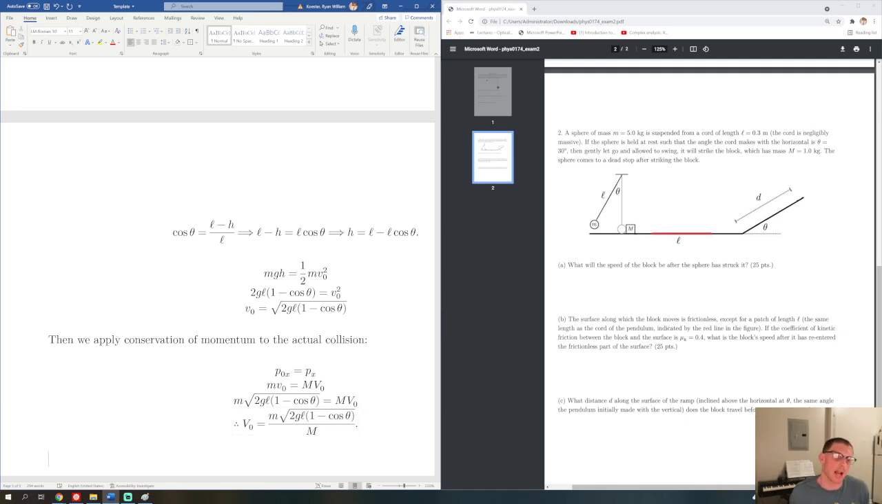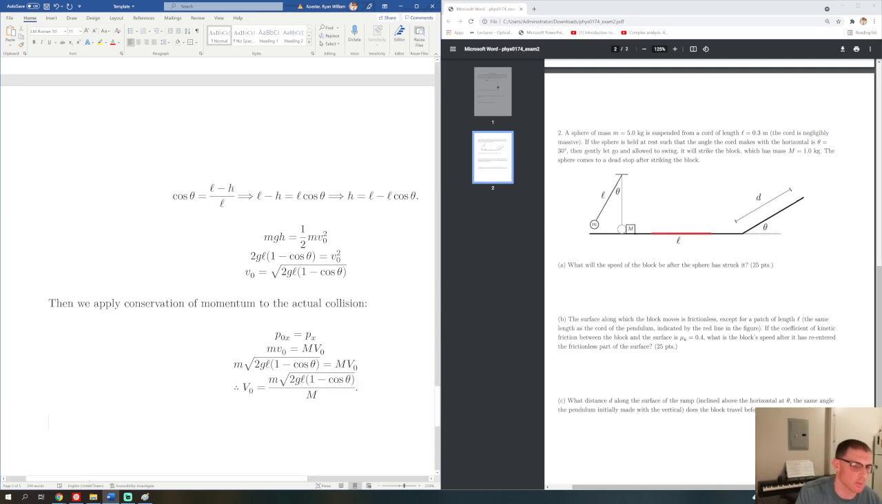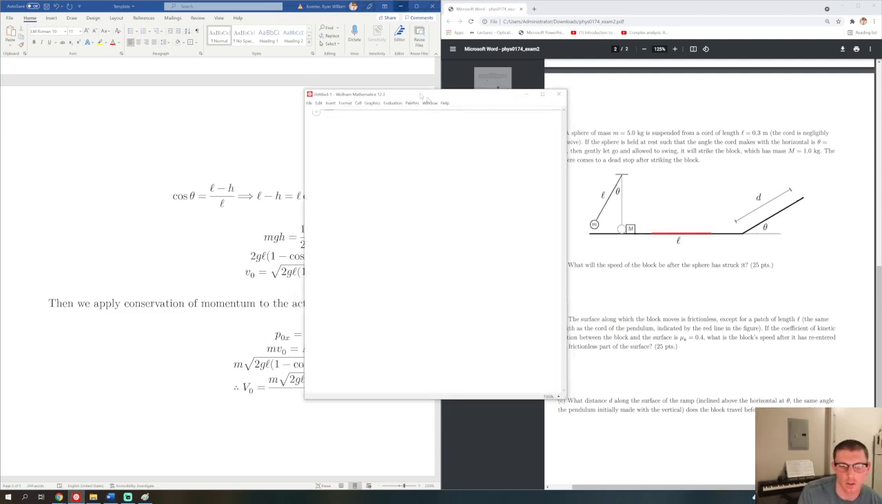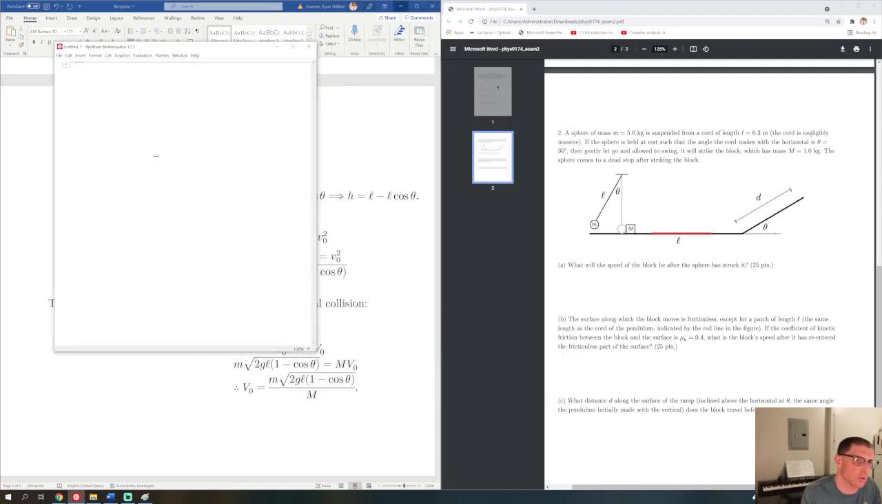So you could actually just plug in the numbers. Let's get the numbers right now because I'm curious about this. For those of you who did it with circular motion and stuff, just tell me if this is what you ended up getting.